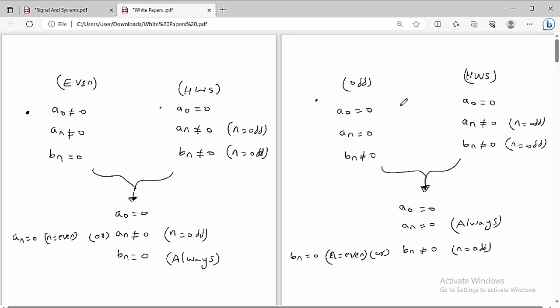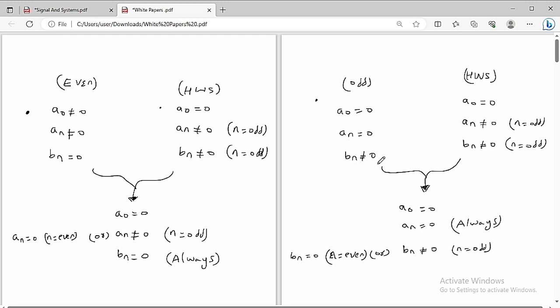So by clubbing the two properties, we are going to get the overall properties here. For the odd signal, a0 is equal to 0, an is equal to 0, and bn is not equal to 0. For half-wave symmetry, a0 is equal to 0, and an is not equal to 0 for n odd, and bn is not equal to 0 for n odd. So by clubbing these two, a0 is 0 here and also here, so finally a0 will be 0. Here an is equal to 0 for all values of n, here an is not equal to 0 for only odd values of n. If we combine this, definitely we get an is equal to 0 for all values of n.